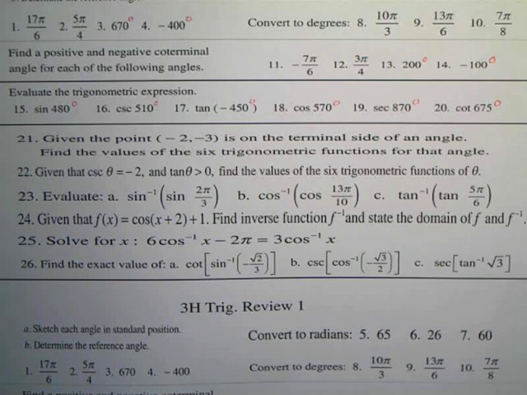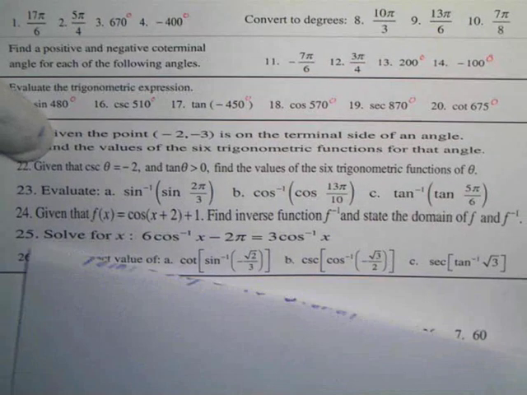Okay, some more of the trig review, 15 through 20. We just want to evaluate the trigonometric expression. These are larger than 360-degree angles or negative, so we just have to adjust them and get the equivalent angle, which isn't too bad. Let's start over here with number 15.